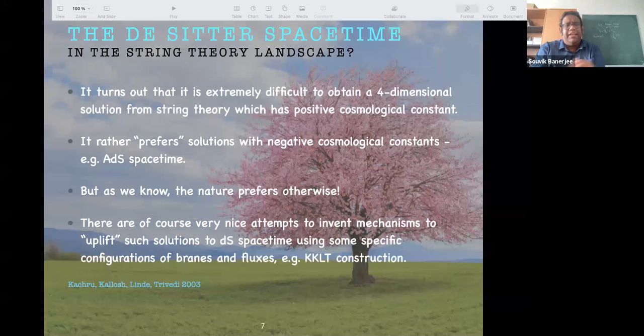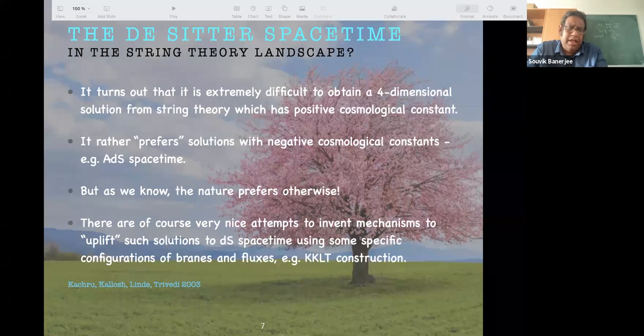So all I want to say is that if you just naively start from string theory or supergravity theory, the preferred solution that you get is with a negative cosmological constant, and with constant negative cosmological constant, we know this is the AdS spacetime. So these are very common. But as we just discussed, nature prefers otherwise. We need to have spacetime with positive cosmological constant, namely the de Sitter spacetime.